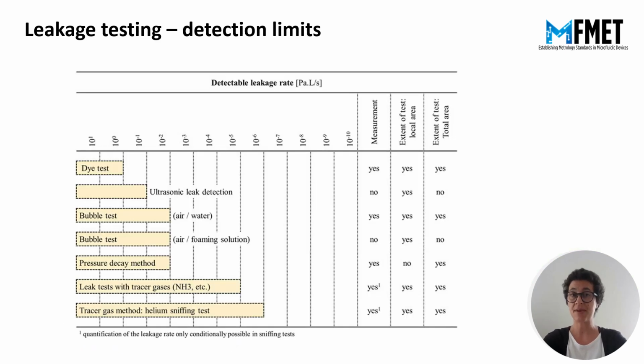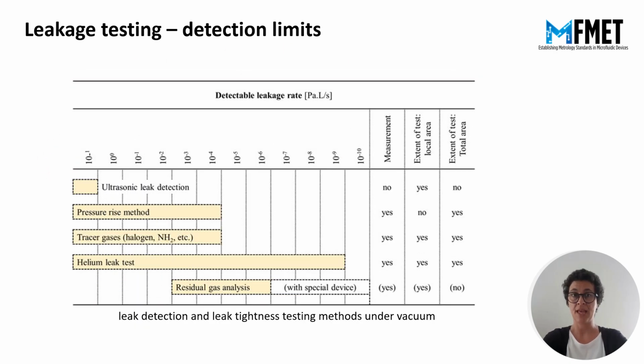Well, existing methodologies to detect leakage at the macro scale can be seen in this table. These methodologies usually use gases, and they are specific for the pressure range under study. And they might be performed also under vacuum.